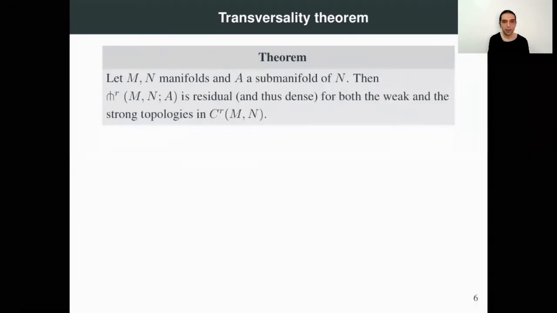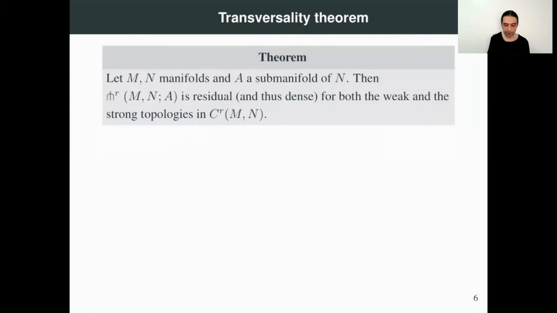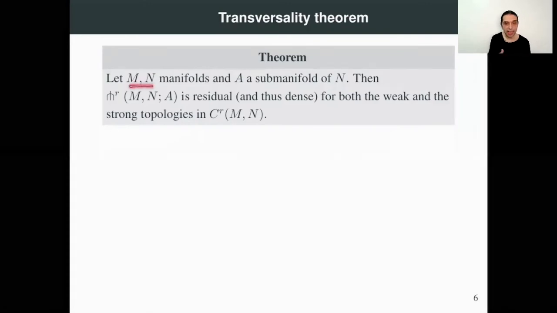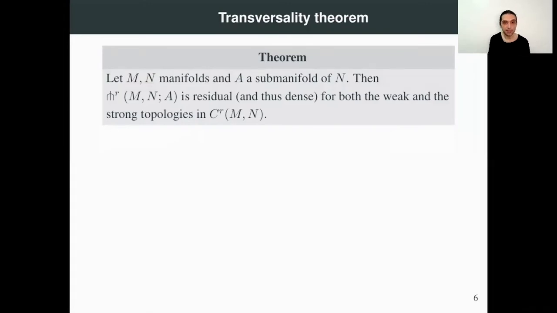Okay? In the following theorem, we are making the hypothesis a little bit weaker. We consider M and N manifolds, infinity manifolds, for instance, and A a submanifold of M. Here, the submanifold, in contrast with the previous theorem, is not necessarily closed. Then, the set of CR maps that are transverse to A is residual, and thus dense, for both the weak and the strong topologies in the space of CR maps.